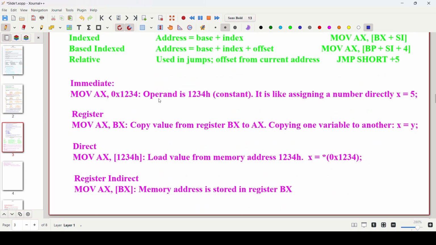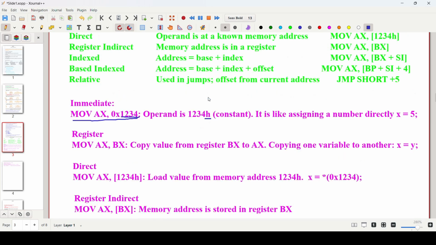In immediate mode, like I have taken this example, the operand is 1234H. Now here H means this is a hexadecimal value, 0x. Whether you write 0x1234 or you write 1234H, both mean the same. The only difference is whether you are using the Intel format. Let me show you the example.